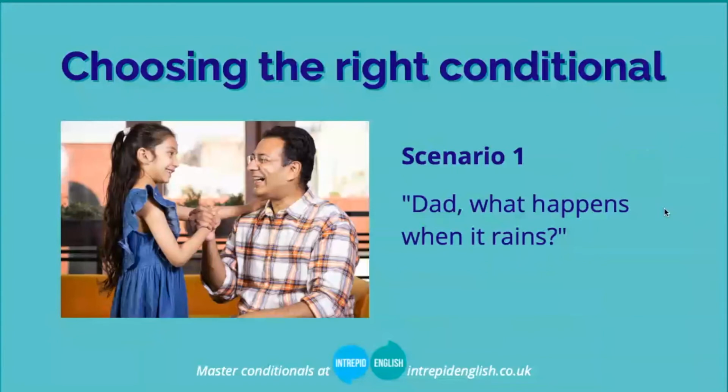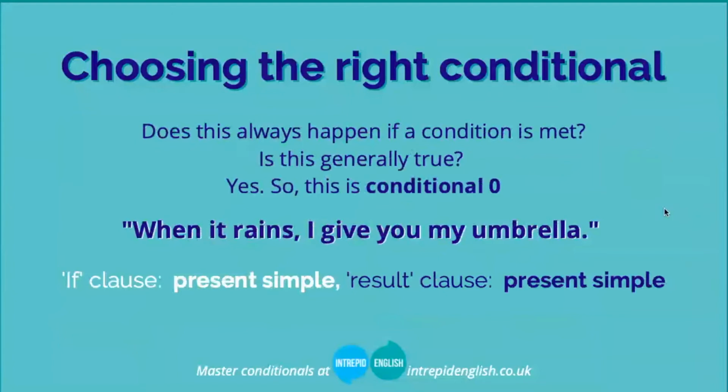So scenario 1, a girl might ask her dad, "Dad, what happens when it rains?" She's asking him about a situation which is always true. Okay. Does this happen if a condition is met? Is this generally true? Yes. So the condition is 0. Okay. 0 conditional. "When it rains, I give you my umbrella." So remember, it's the present simple in the if clause and present simple in the result clause.